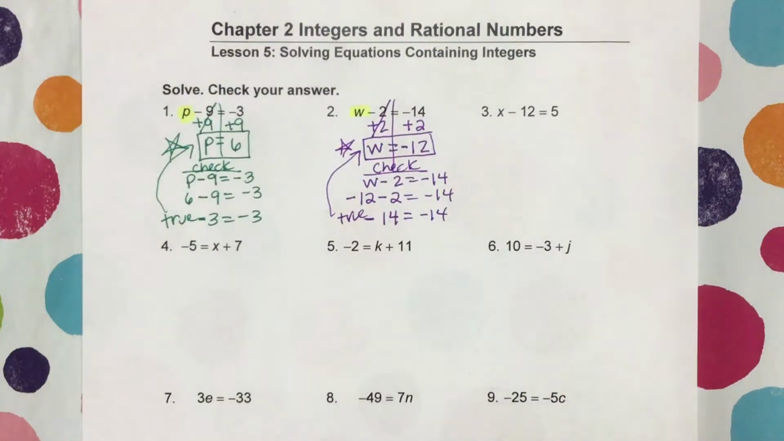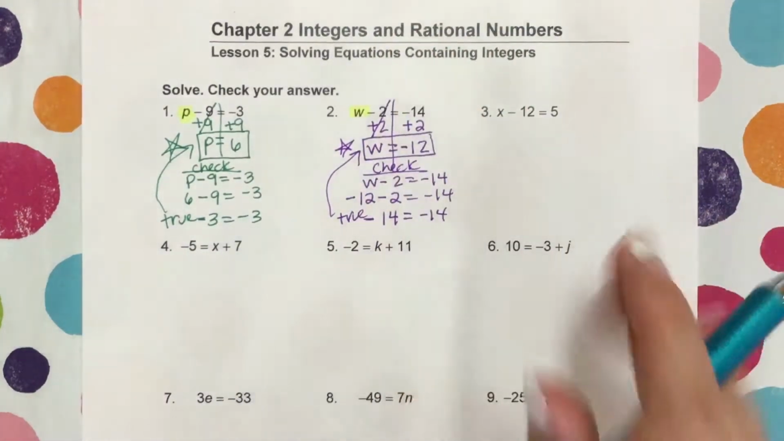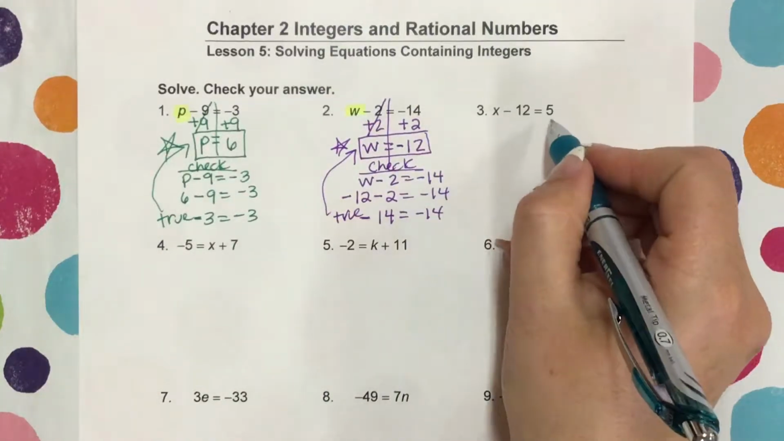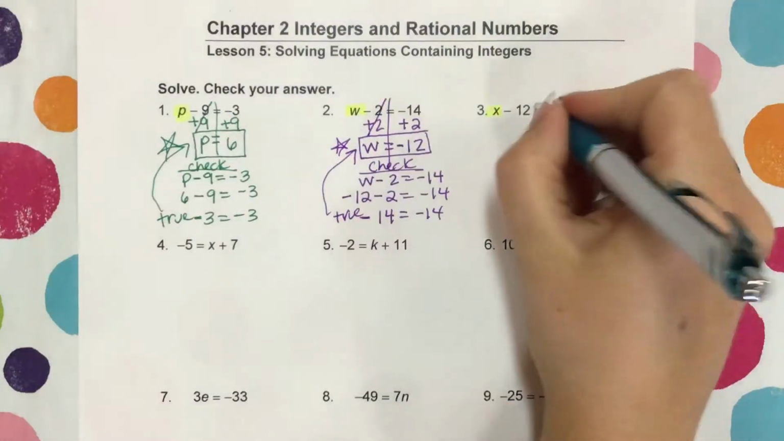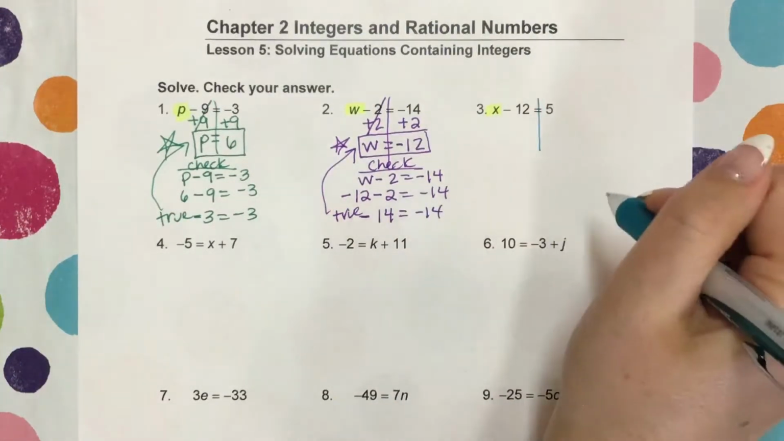All right, let's go on to number 3. X minus 12 equals 5. We are trying to get X by itself. Right now, X is not by itself. We have to get it by itself.